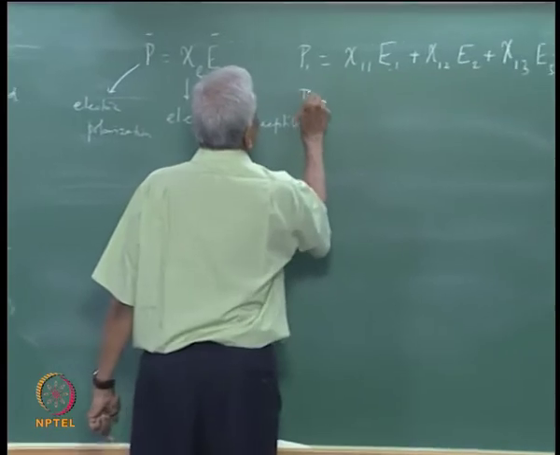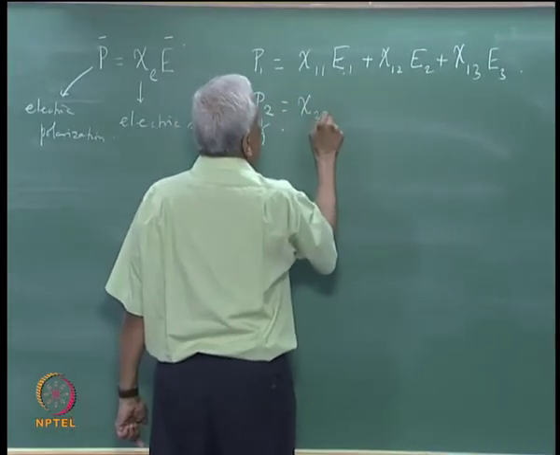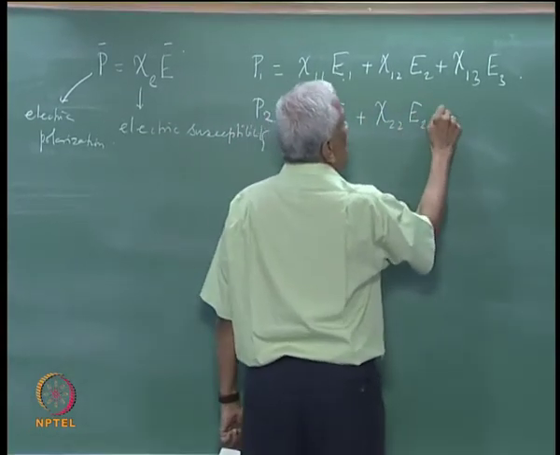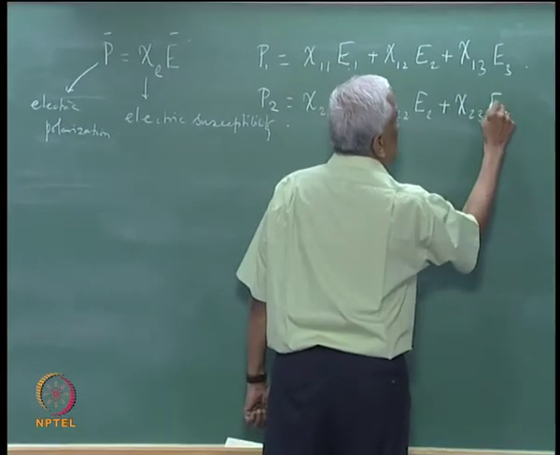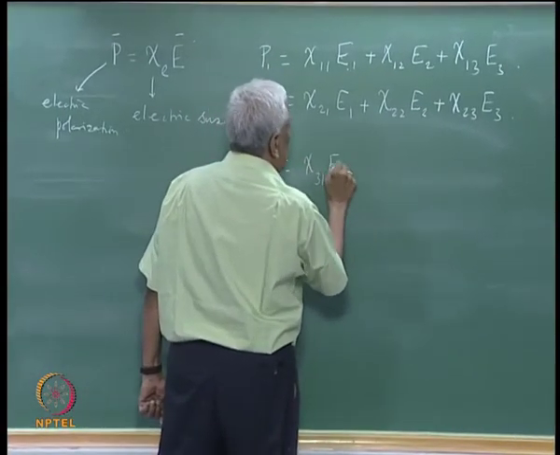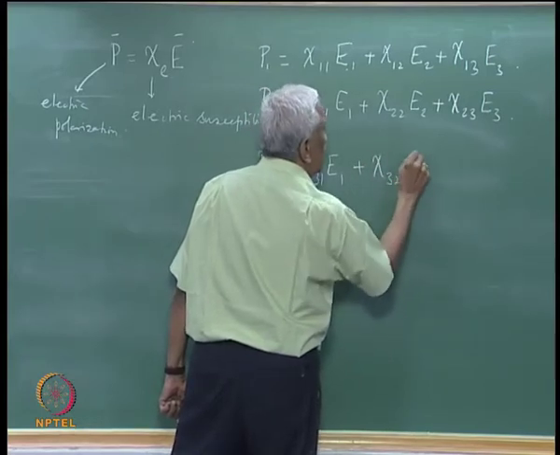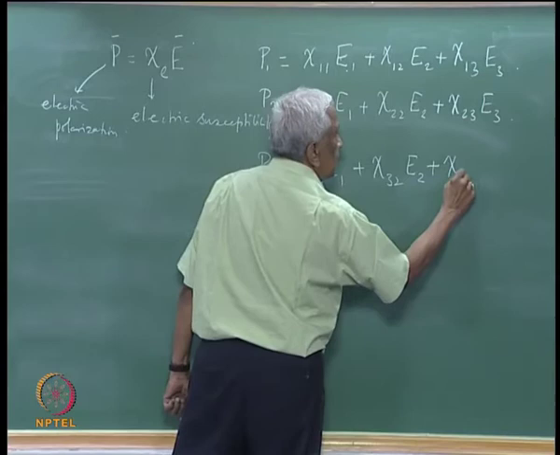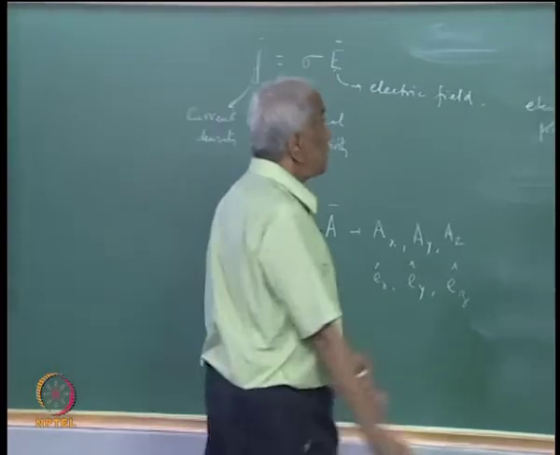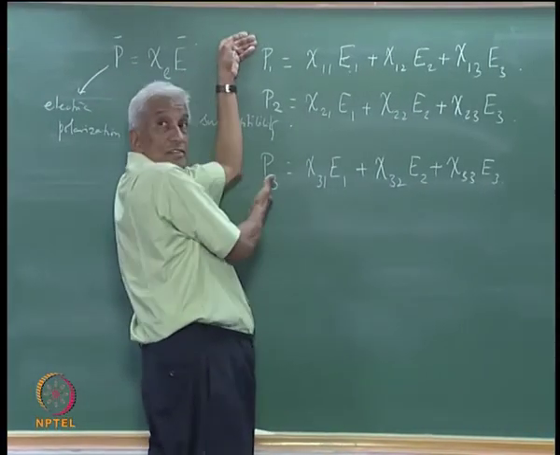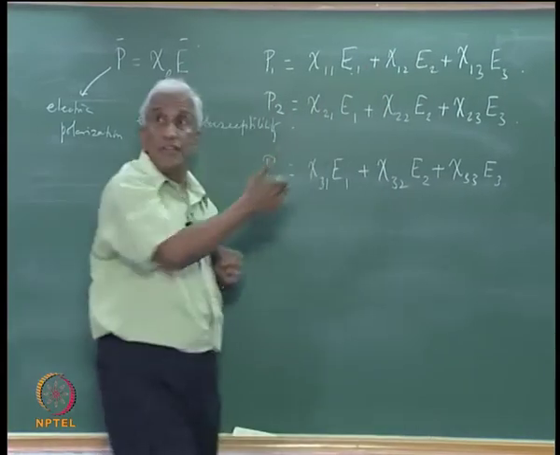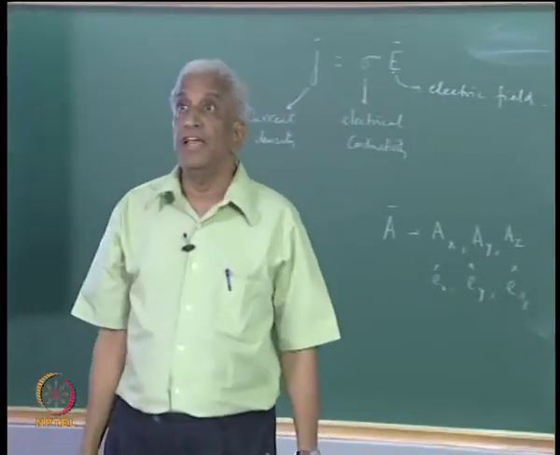Similarly, I will have other relations like P2 equals chi 2 1 E1 plus chi 2 2 E2 plus chi 2 3 E3, and P3 is chi 3 1 E1 plus chi 3 2 E2 plus chi 3 3 E3. That gives you all the 3 components of the polarization vector, which arise from contributions from the 3 components E1, E2, E3 of the electric field.